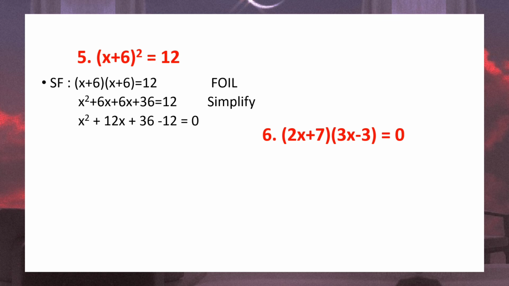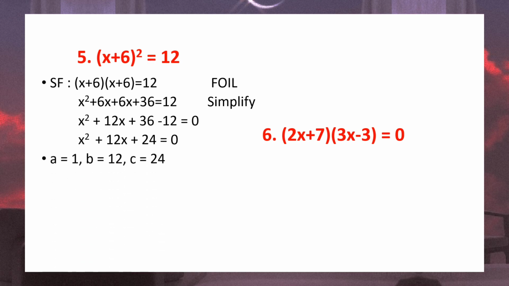So saan nanggaling si negative 12? Inilipat ko siya from right to left. Then I change the sign. So now we can now simplify 36 and 12. And 36 negative 12 is equivalent to 24. So therefore, the standard form is x squared plus 12x plus 24 equals 0.